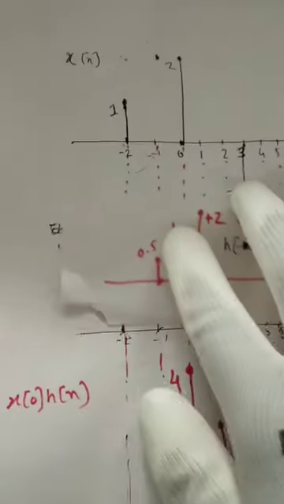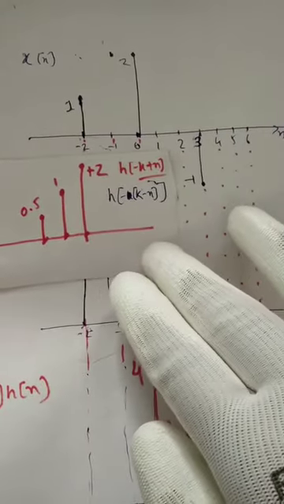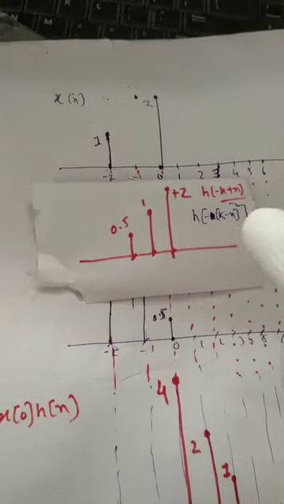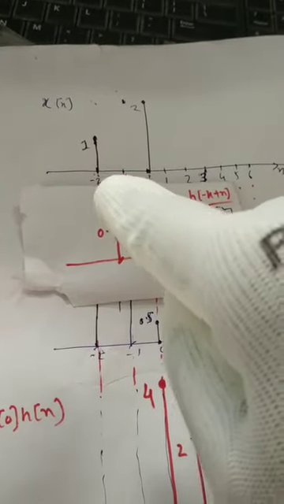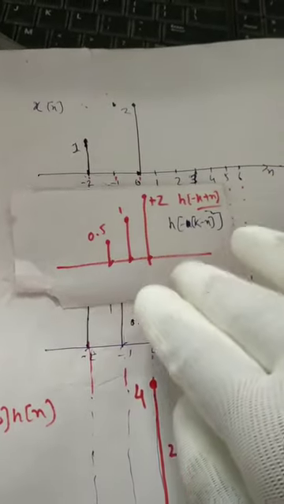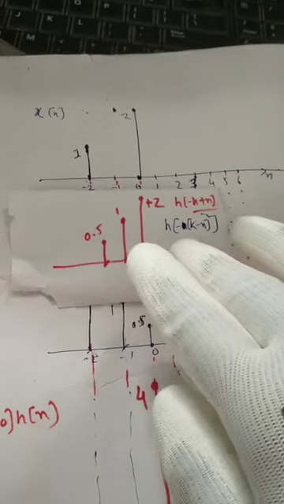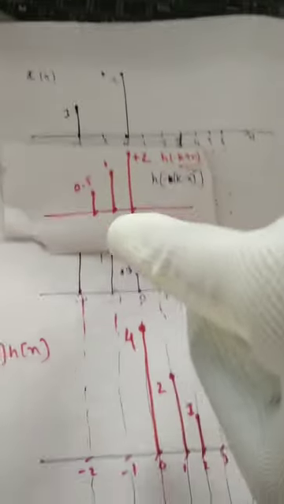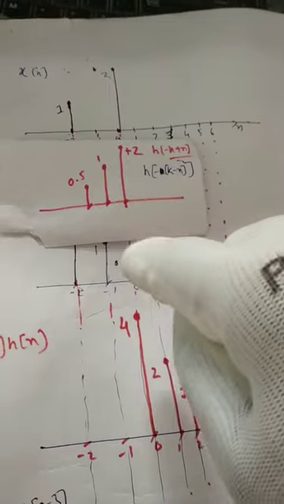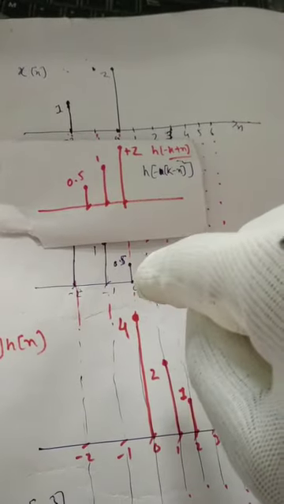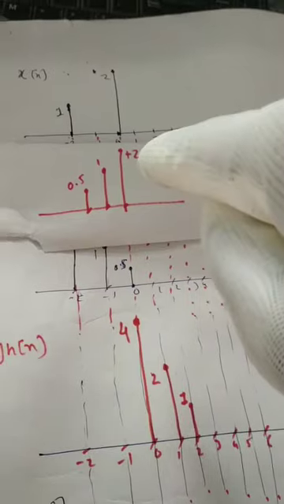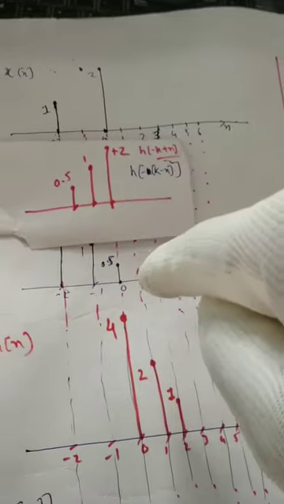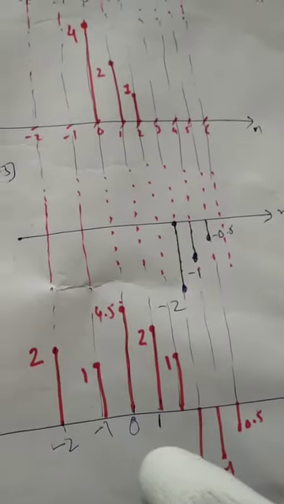When we are dealing with it this way, the contribution of x of minus 2, when I shift this one to get the value of y of 0, the contribution due to 1 would be 0.5. We can see this 0.5 contribution due to x of minus 2 at y of 0. And at y of 0 the contribution due to x of 0 is 2 times 2, so 4, plus 0.5, that is 4.5.